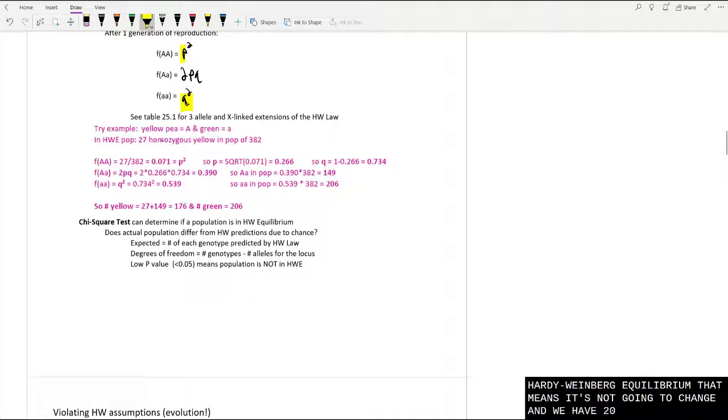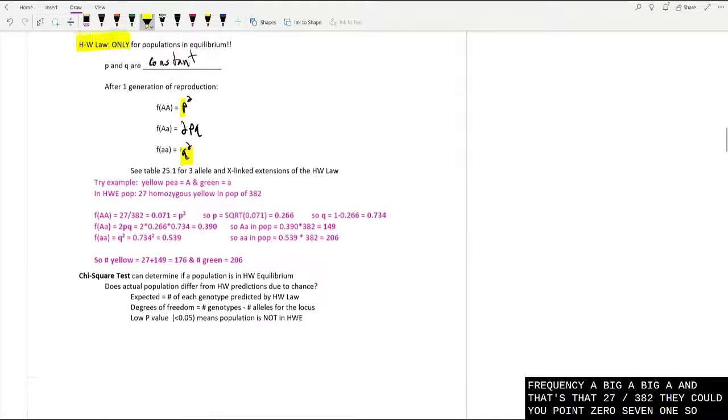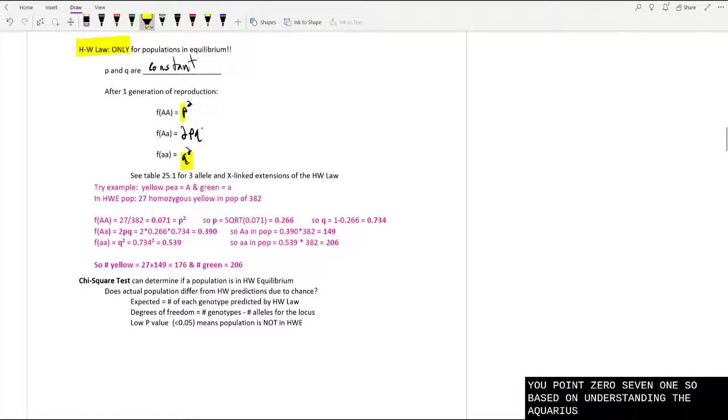We have 27 homozygous yellow. So if they're yellow, it's big A, and a population of 382. So that's all the information you need to figure out P and Q in the frequencies of the different alleles. So here you could do the frequency of big A, and that's 27 divided by 382. That gives you 0.071.